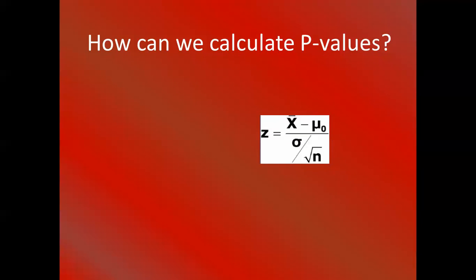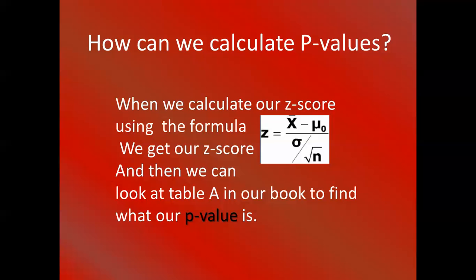So how can we calculate p-values? Well, we calculate our z-score using the formula z equals x bar minus the original mean, divided by the standard deviation, which is also divided by the square root of n, and we get our z-score.